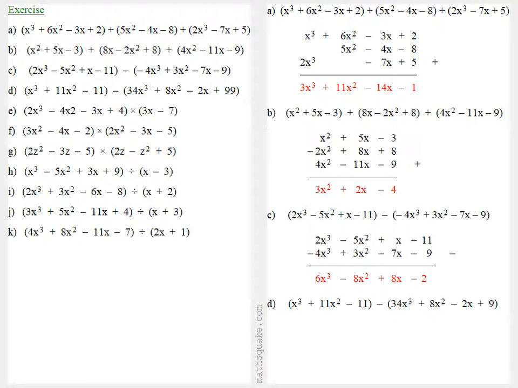In part D, we're again subtracting two polynomials. So we write them down one beneath the other with again the terms in the correct column. And that gives us x cubed take away 4x cubed, which is minus 3x cubed. 11x squared take away 8x squared, which is plus 3x squared. We've got a gap for the x term in the top row, so it's nothing take away minus 2x, which is plus 2x. And finally minus 11 take away 9, which is minus 20. So our solution is minus 3x cubed plus 3x squared plus 2x minus 20.